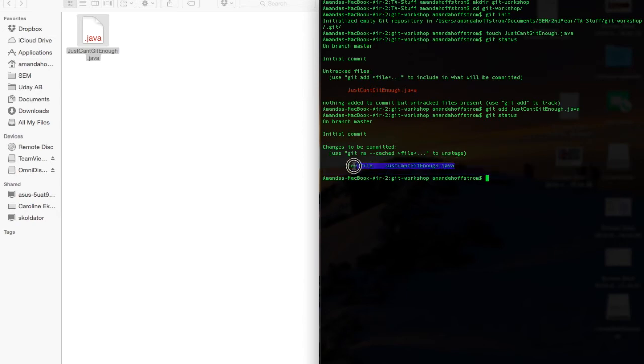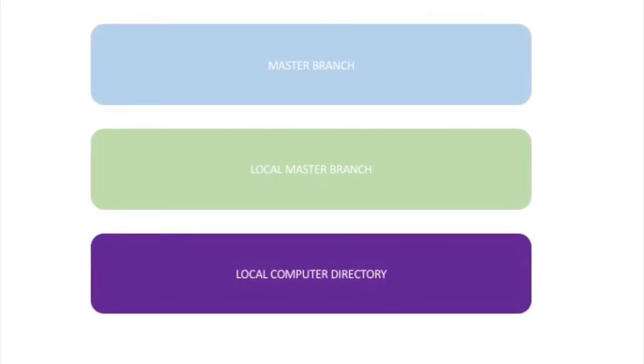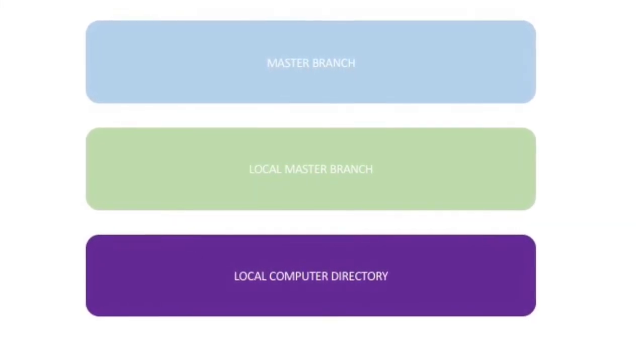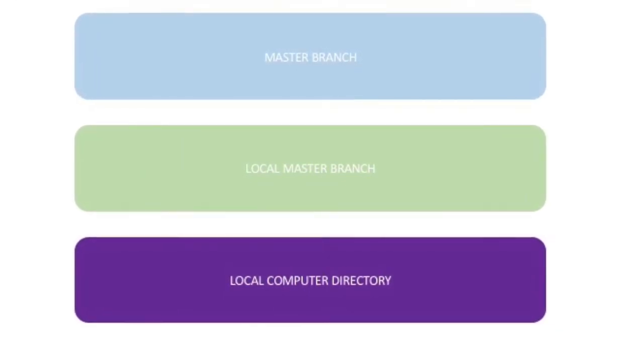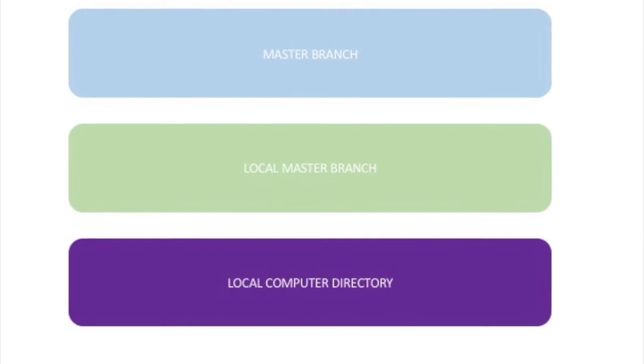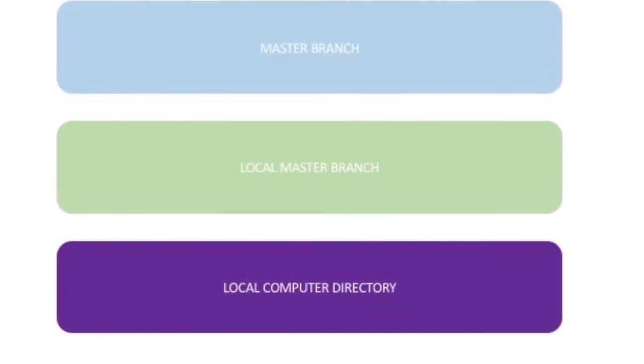We are still, however, not in the local master branch yet. But didn't we just add a file to Git? Doesn't this mean that it's on the local master branch? No, it just means that we have staged or prepared this file to be committed to the local master branch. Let me show you what I mean.